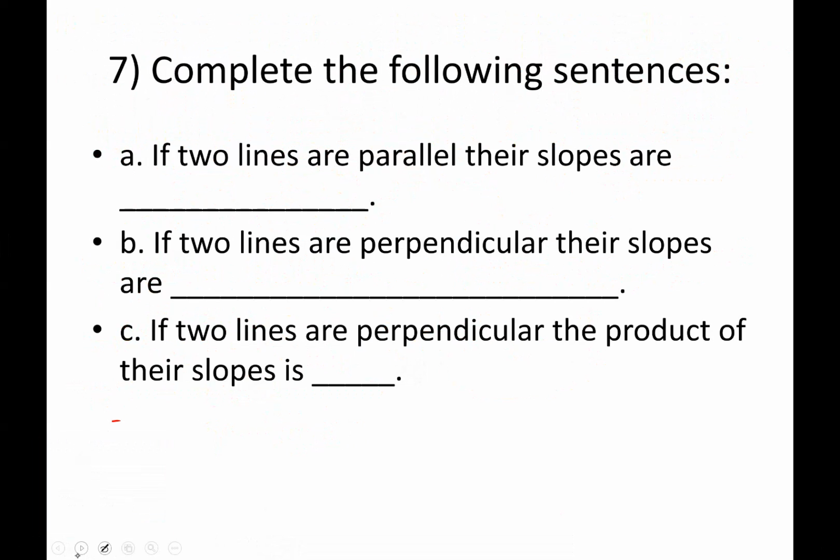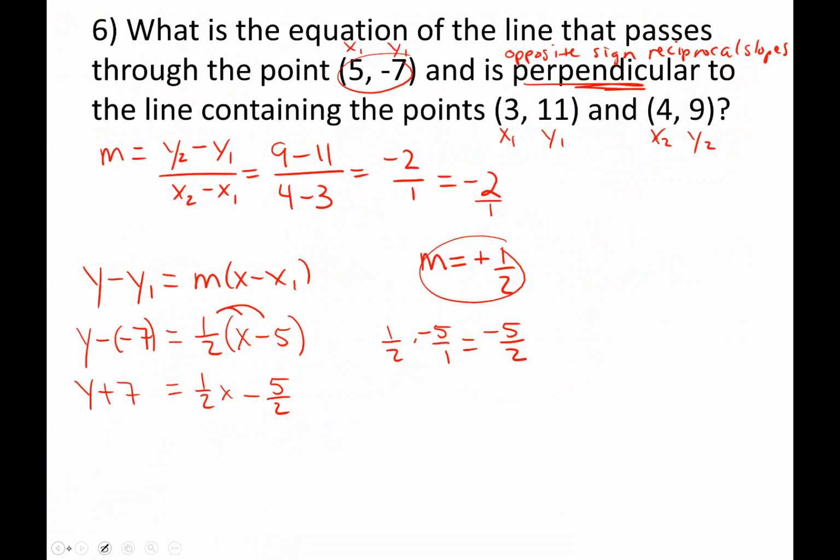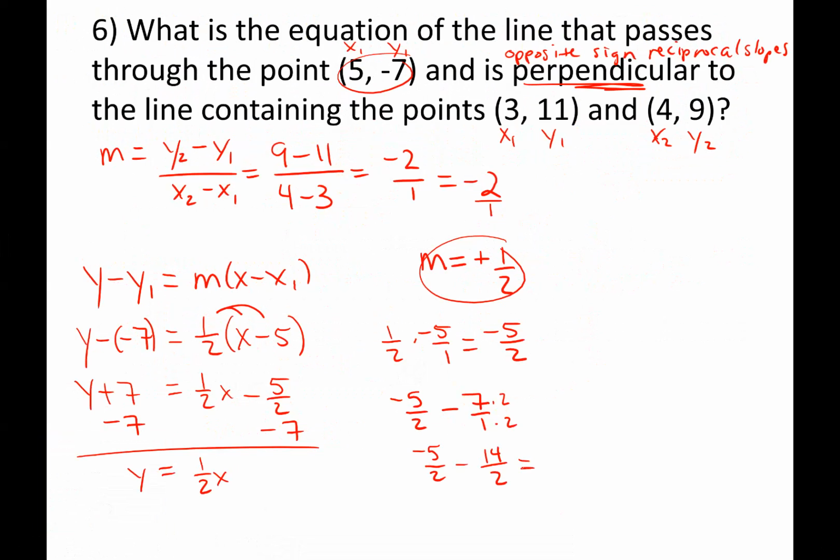Then I would go back to the right side. Then I would subtract 7 from both sides. I get y equals 1/2 x. Then I have to do some fraction math again. So negative 5 over 2 minus 7, put a 1 under it. I need a common denominator, so I'm going to multiply top and bottom by 2. So I have negative 5 over 2 minus 14 over 2. I get negative 19 over 2. That goes back into my problem over here. So minus 19 over 2, and there's my final answer right there.